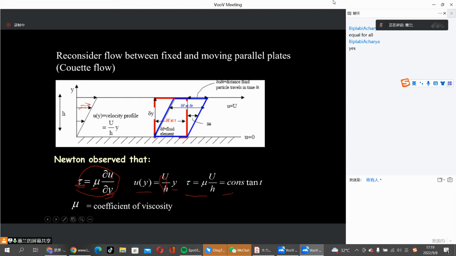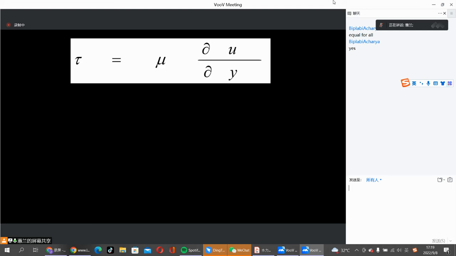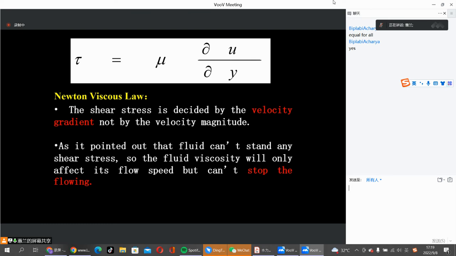Okay, this is derived by Newton, and from this formula we know the shear stress is decided by the velocity gradient, not by the velocity magnitude. Also, because a fluid cannot resist any shear stress without deforming, the fluid viscosity will only affect its flow speed, but can't stop the flowing. No matter how hard it is to change, it still keeps deforming, just like when you pour silicone.